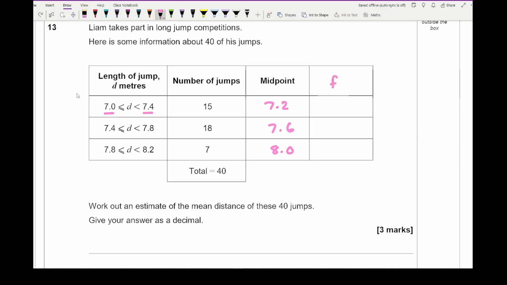Then to find the fx value, what I need to do is multiply the frequency by the midpoint, and type that all into my calculator.